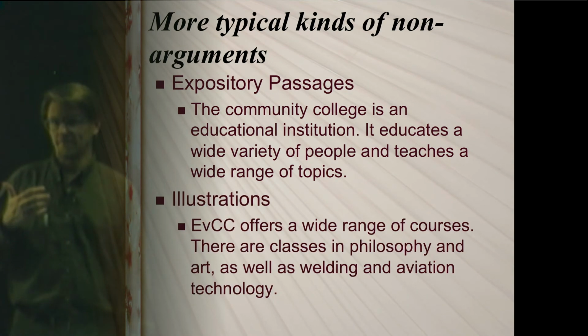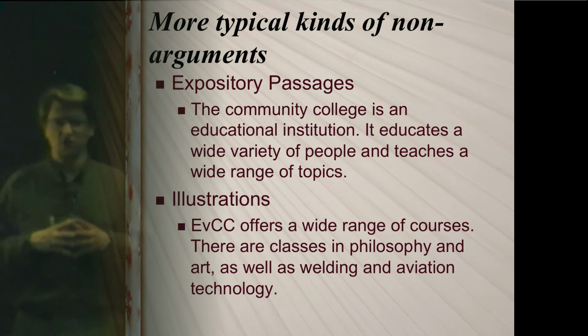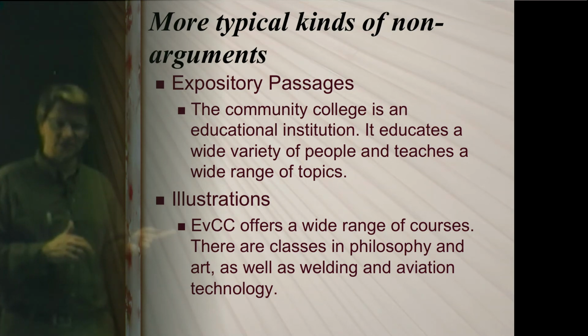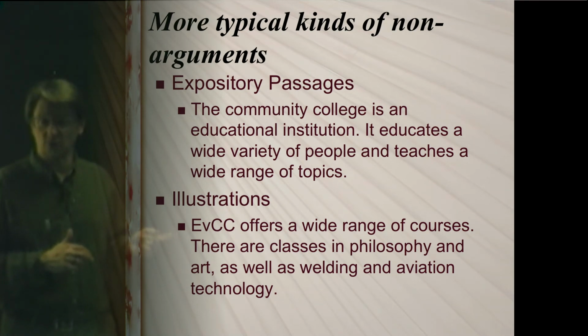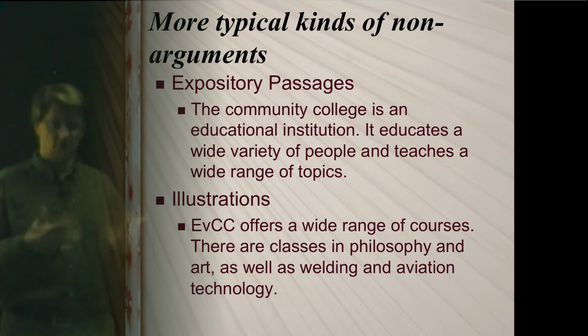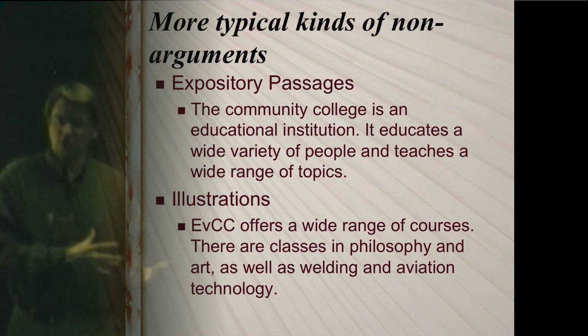Similarly, we have illustrations. So every community college offers a wide range of courses. There are classes in philosophy and art, as well as welding and aviation technology. Again, here the idea is you have a topic sentence. We offer a wide range of courses, and then that topic sentence is illustrated below. Examples are provided of the wide range of classes that we do offer. It's not trying to prove anything, right? It's, in a sense, taking for granted that everybody knows we offer a wide range of classes.